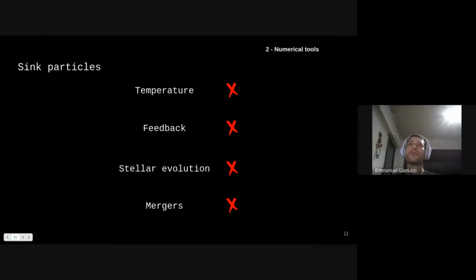It's important to remark that these sink particles aren't stars, due to the lack of temperature, feedback production, stellar evolution, and other physical processes. They are particles that can swallow gas and are used to model creation and accretion of protostars.